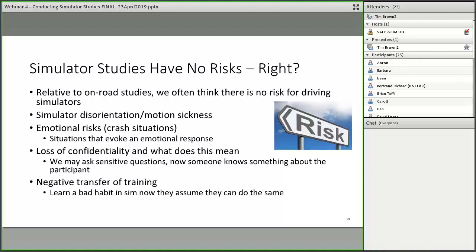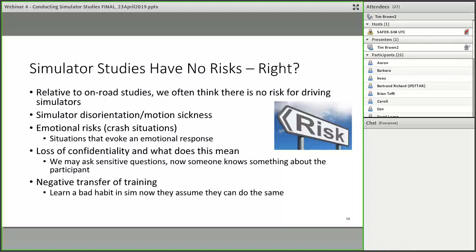And so we don't necessarily know what we're getting into, but you need to be prepared for that. And we need to disclose the fact that there can be emotional risks associated with that. Obviously, we don't necessarily want to call out that they're crash related, but we have to disclose that as a potential risk.